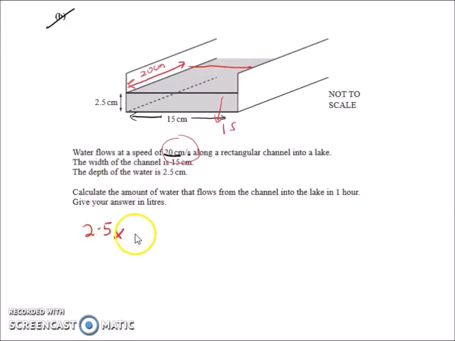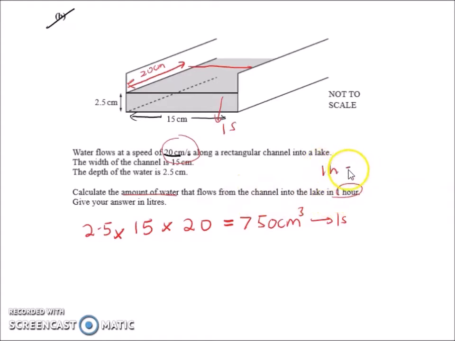2.5 times 15 times 20. Okay, so we just calculate this. We'll be getting here 750 centimeter cube. This is for 1 second. Calculate the amount of water that flows from the channel into the lake in 1 hour. So 1 hour we have about 3600 seconds. So here we just multiply this with 3600 to get the amount of water for 1 hour.